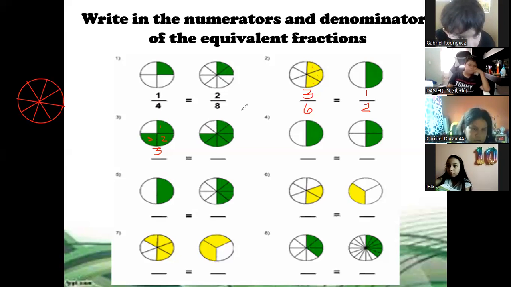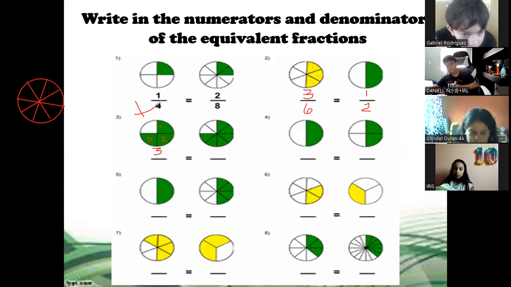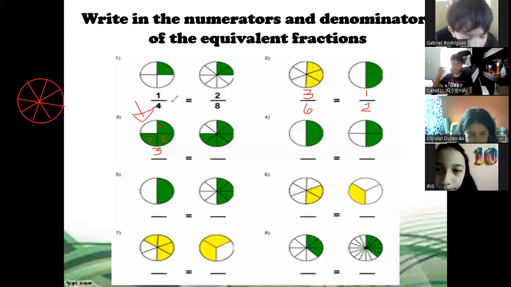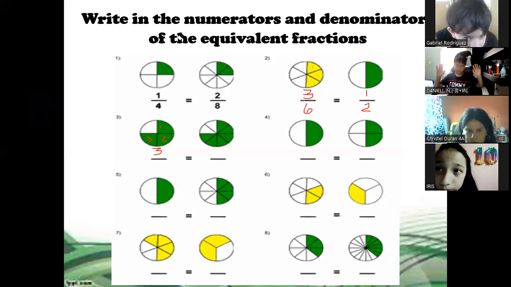Gabriel, how many parts are in this one? 2 pieces in this one. How many? 4. It's difficult to understand, Gabriel. It has 4 pieces, so the fraction that represents this one is 3/4. Now, this one, Gabriel.